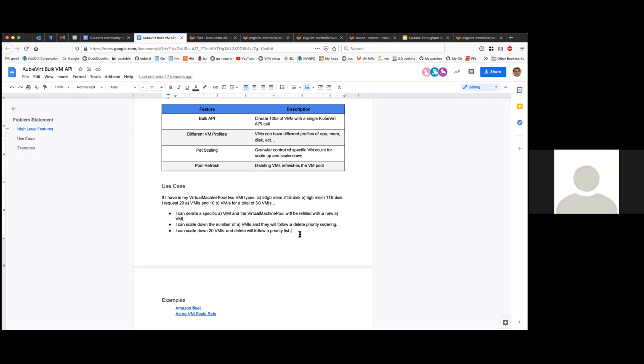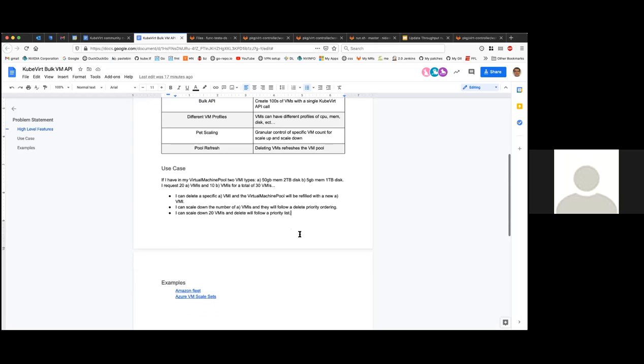And I could scale down 20 of these virtual machines, and there'll be some sort of priority list. So that's just a generic, high-level example. Maybe that ends up being 5 A's and 15 B's or something like that. So that's an example of how this would look.